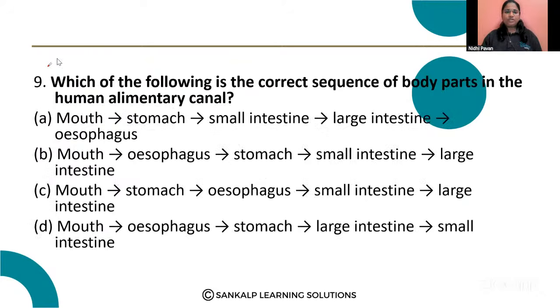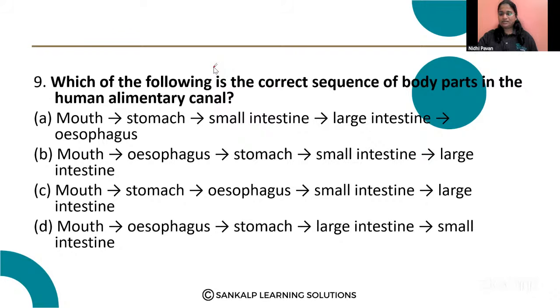Next question. Which of the following is the correct sequence of the body of human alimentary canal? That is, parts of the human digestive system or alimentary canal are given. So which is the correct sequence in this? Mouth, stomach, small intestine, large intestine, esophagus. Mouth, esophagus, stomach, small intestine, large intestine. Mouth, stomach, esophagus, small intestine, large intestine. Mouth, esophagus, stomach, large intestine, small intestine.